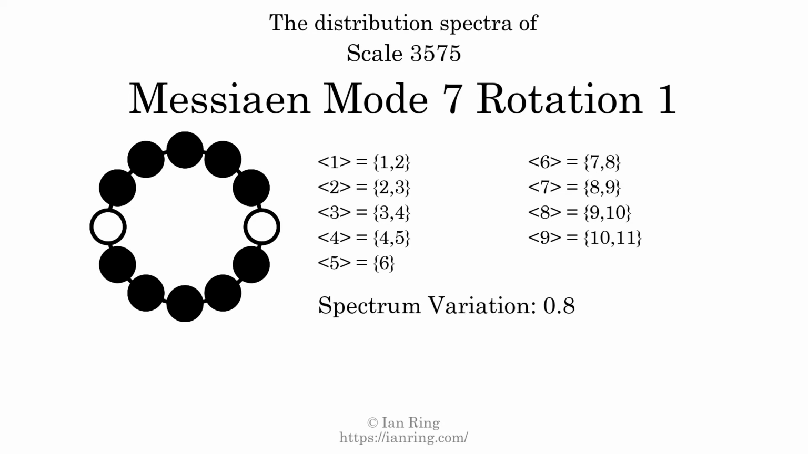The spectrum variation is the sum of all the widths, divided by the number of tones. The spectrum variation of this scale is 0.8. Since the variation is greater than 0, this indicates that the scale is not perfectly even. The highest spectrum width is 1. Since that is less than or equal to 1, that means this scale is maximally even.